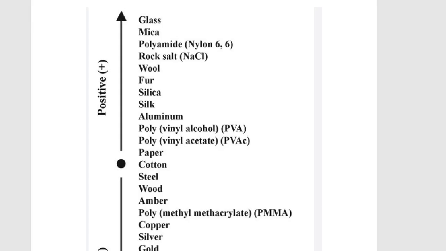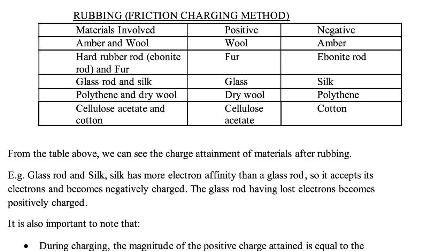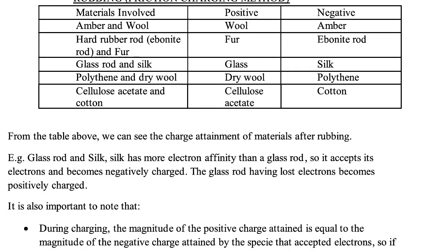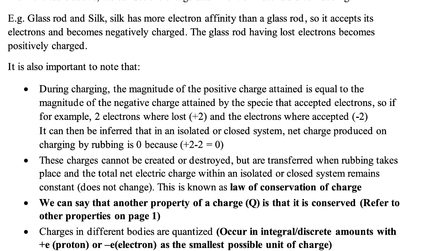So silk that has higher electron affinity will do what? Will accept electrons from the one that's upper here that is positive, which has higher tendency to do what? To give out electrons. Do you understand? Okay, so let's move on. So glass rod and silk. Silk has more electron affinity than a glass rod, so it accepts its electrons and becomes negatively charged. The glass rod, having lost electrons, becomes positively charged.